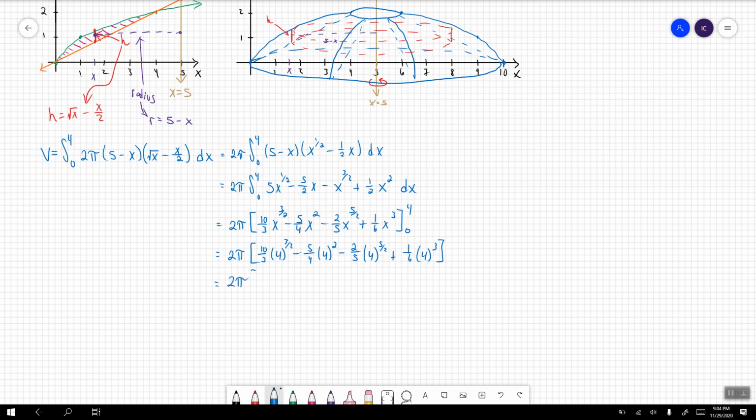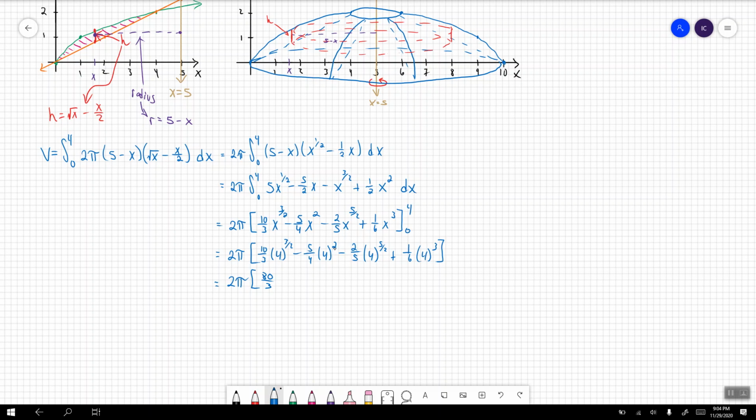This is then 2 pi. So 4 to the power of 3/2. I'm going to do the square root first. Square root of 4, that's going to be 2. So 2 to the power of 3, that's 8. 8 times 10, that's going to be 80. So that's 80 divided by 3.